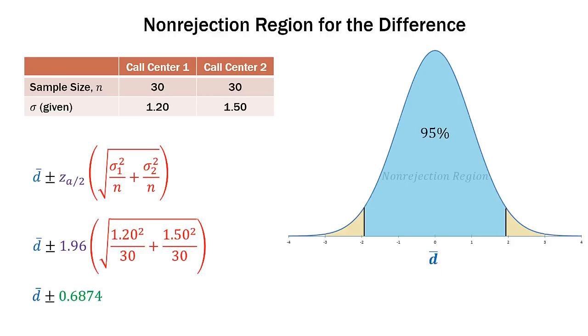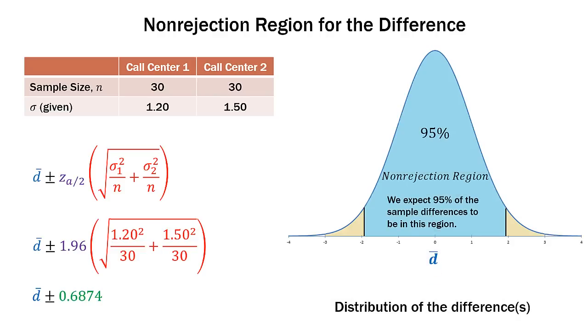So here is our distribution. We have the 95% confidence interval there in the middle. That is our non-rejection region. If our test statistic falls in that region, then we would fail to reject our null hypothesis. And we expect 95% of the sample differences to be in this region. So all the d bars, we expect 95% of those differences to be in this region. Now remember, our interval is bounded by z plus or minus 1.96, because that is the boundary of the 95% confidence interval in the z distribution.